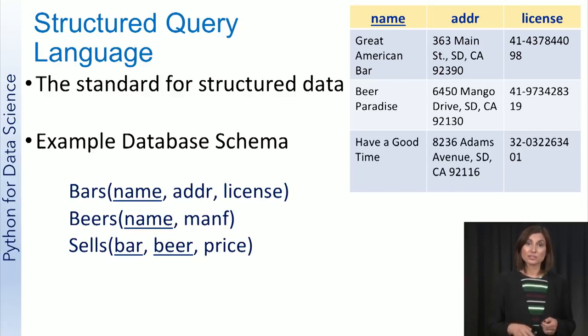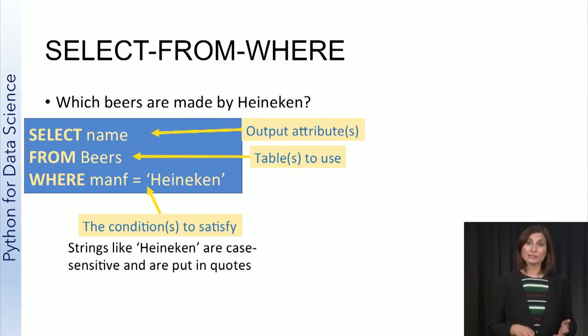The most basic structure of a SQL query is a select from where clause. In this example, we are looking for beer names that are made by Heineken. So we need to specify our attribute, which is our output, in this case the name of the beer. The logical table, which should be used to answer the query, in this case beers. And the condition that all the desired data items should satisfy, namely the value of the attribute called manf is equal to Heineken.